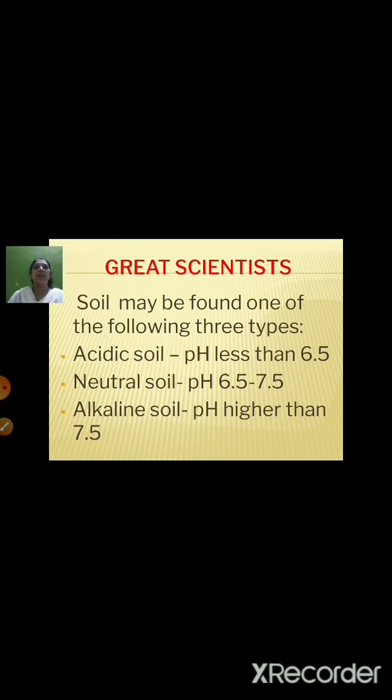Acidic soil, the pH should be less than 6.5, and if it is a neutral soil, then its pH will be 6.5 to 7.5, and if it's an alkaline soil, then its pH will be higher than 7.5.